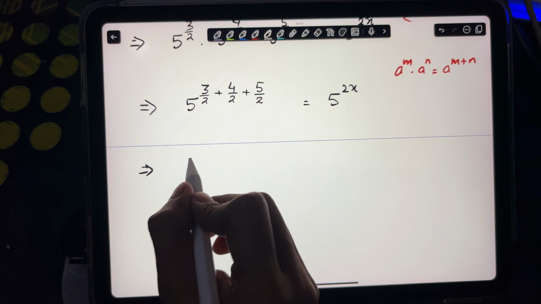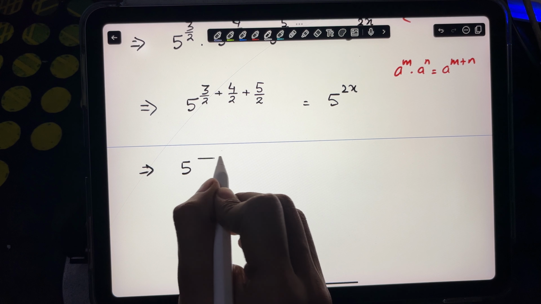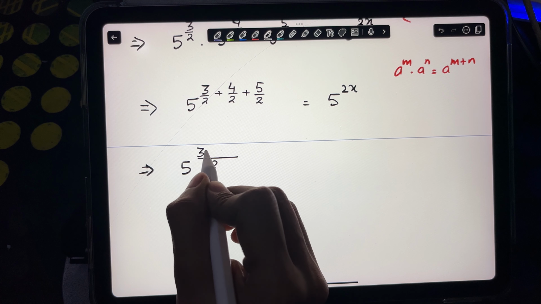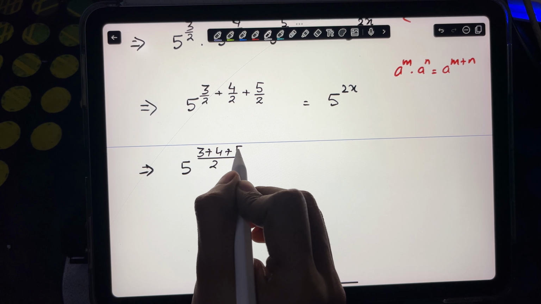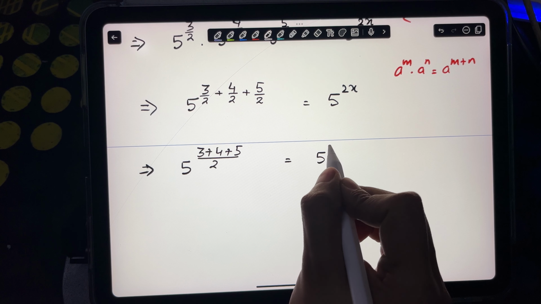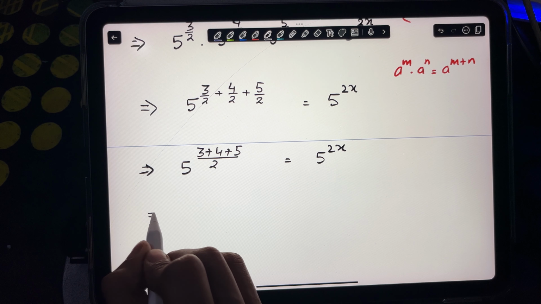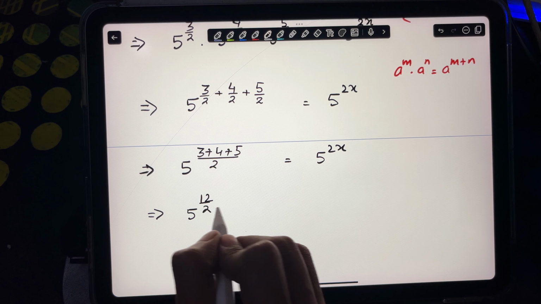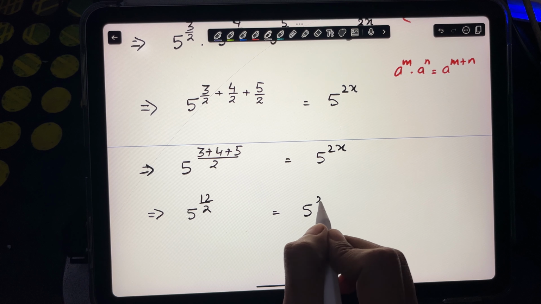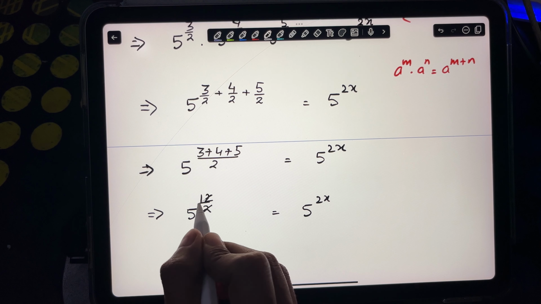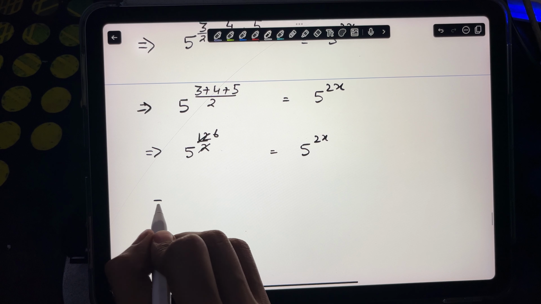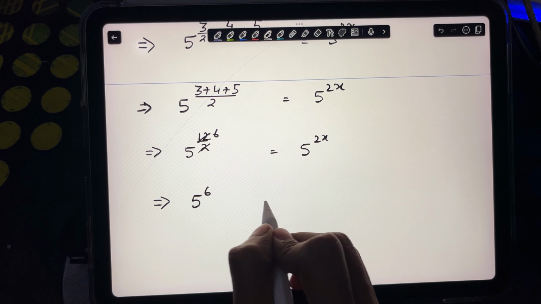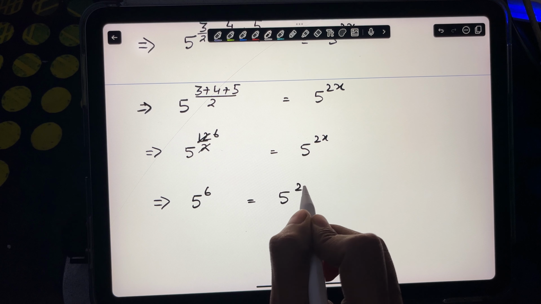Now they have common denominator, so we can add them like this. 3 plus 4 plus 5 upon 2 is equal to 5 to the power 2x, or it is equal to 5 to the power 12 upon 2 is equal to 5 to the power 2x. 2 times 6 is 12. So we have 5 to the power 6 is equal to 5 to the power 2x.